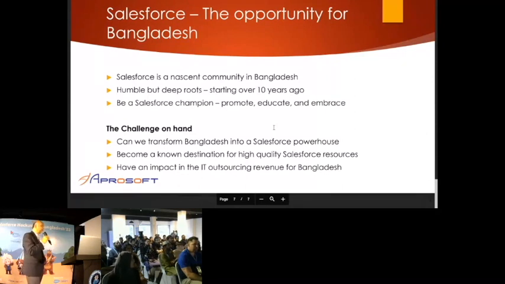How do we have an impact in Bangladesh? It's by increasing our sales. It's by making sure that we grow as a community and that we become that strength in Bangladesh for Salesforce.